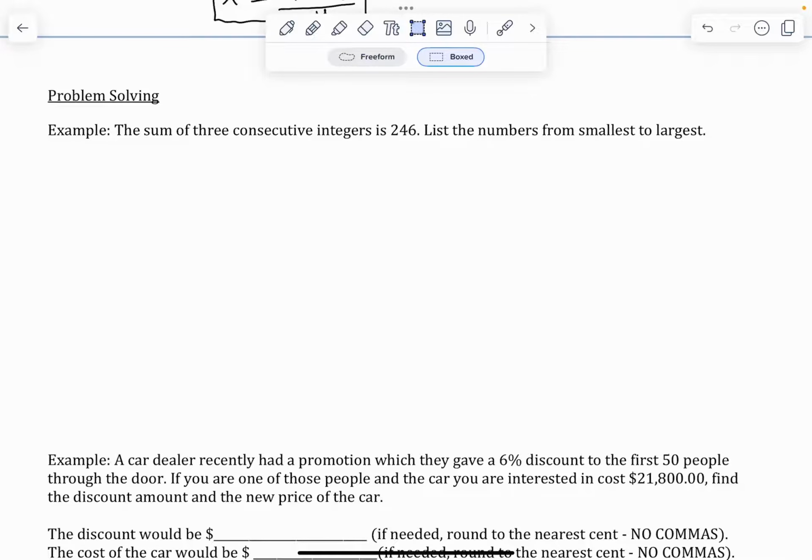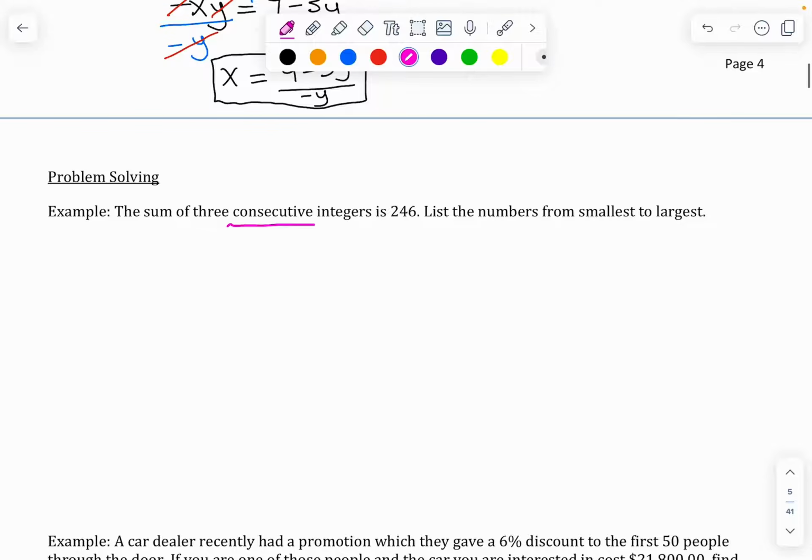So our next one is about consecutive integers. So it says the sum of 3 consecutive integers is 246. List the numbers from smallest to largest. So first we need to talk about what consecutive means. So when you see the word consecutive, you should think 3 numbers in a row.